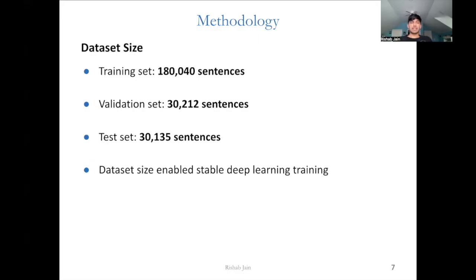For the dataset size, the training set was about 180,040 sentences. The validation set was 30,212 sentences. And the test set was 30,135 sentences. And using this large dataset allowed for stable learning of a deep learning model, and also there was robust evaluation.